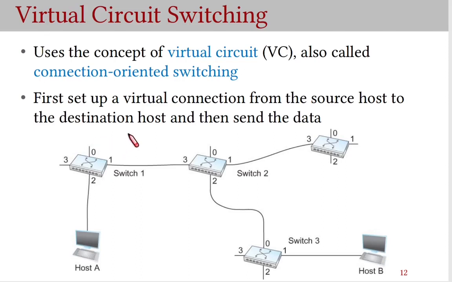However, there is a connection setup phase, and then there is a separate data transmission phase. In virtual circuit switching, first we set up a virtual connection from the source to the destination, and then we send the data. In the example that we are going to discuss, we have a setup of 4 switches, and we will be considering a data transmission from host A to host B through this network.